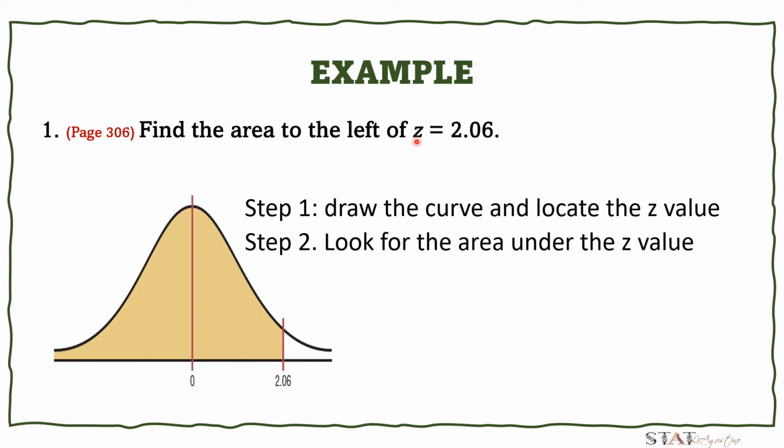So let's have a few examples. On page 306 in your textbook: find the area to the left of z equal to 2.06. This is after you've computed the z-score. Step 1: draw the curve and locate the z value. So here is the location of our z value. Since our question is to find the area to the left, we are looking for the area in this shaded yellow area. So look for the area under the z value. You have to use that table.